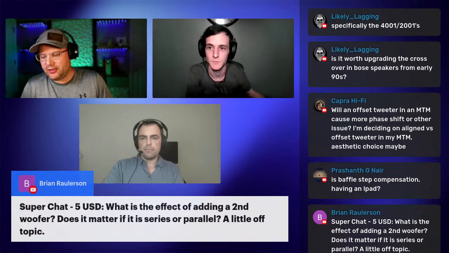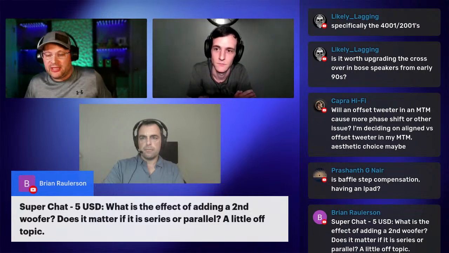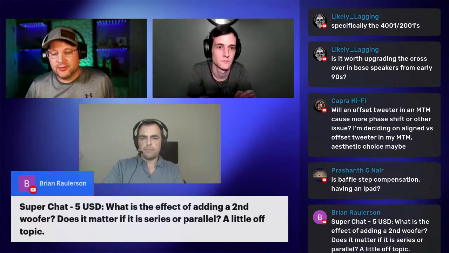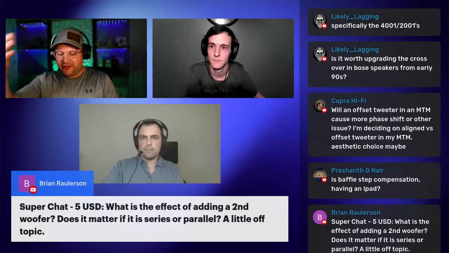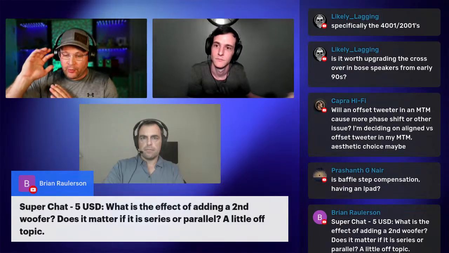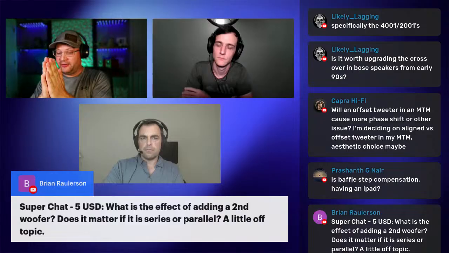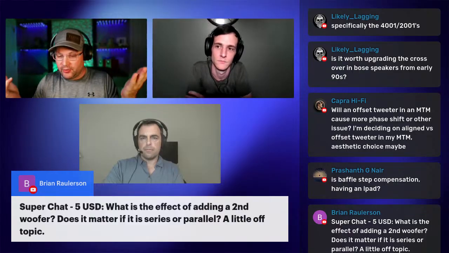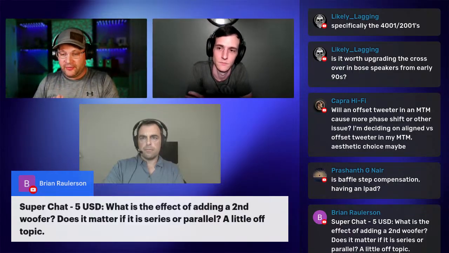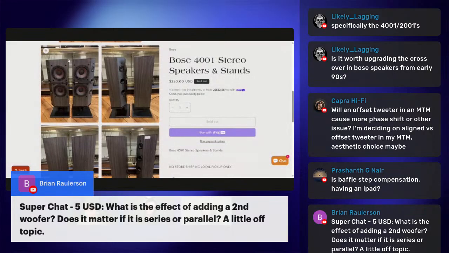And you can do an MTM. Once again, if they're playing the same frequency response, wherever the center point is between those is going to be the acoustic center of those.